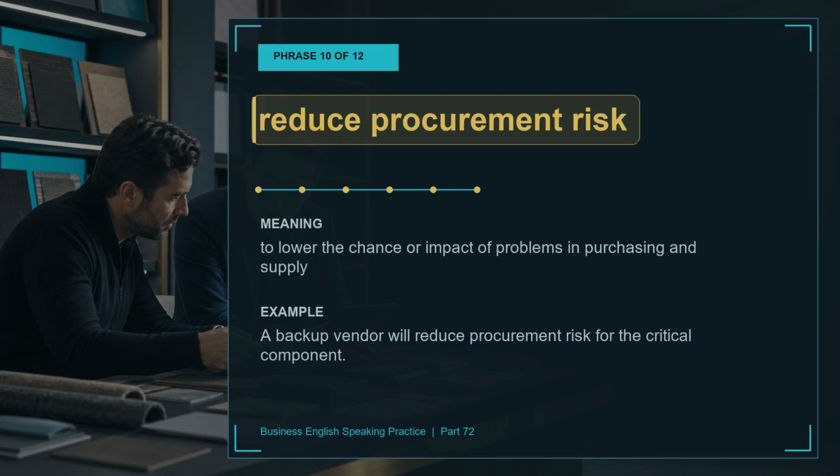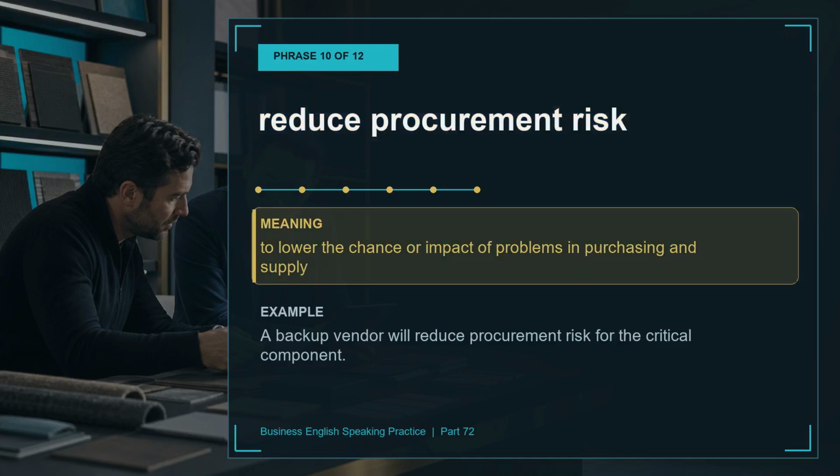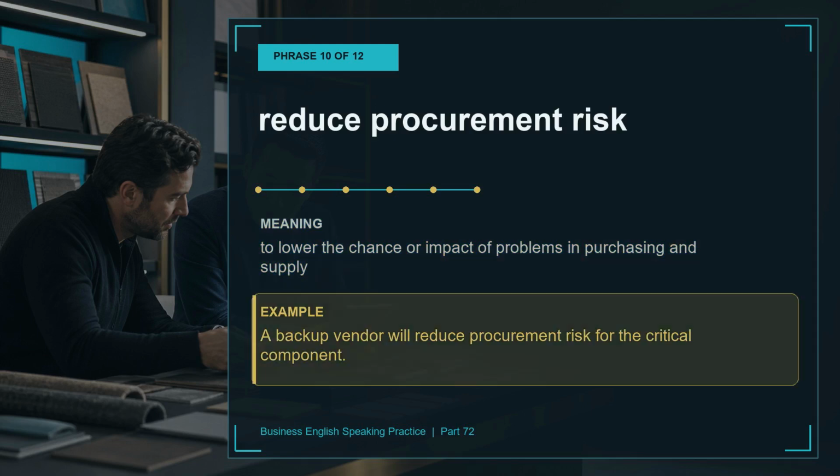Phrase 10. Reduce procurement risk. Meaning, to lower the chance or impact of problems in purchasing and supply. Example, a backup vendor will reduce procurement risk for the critical component.